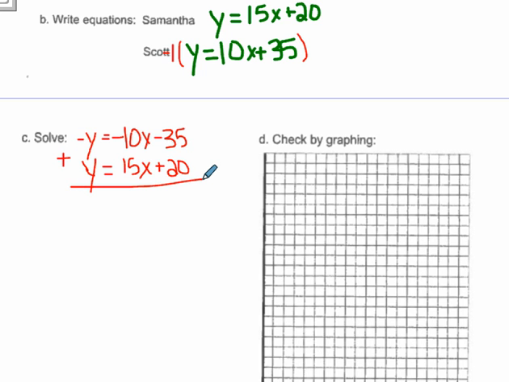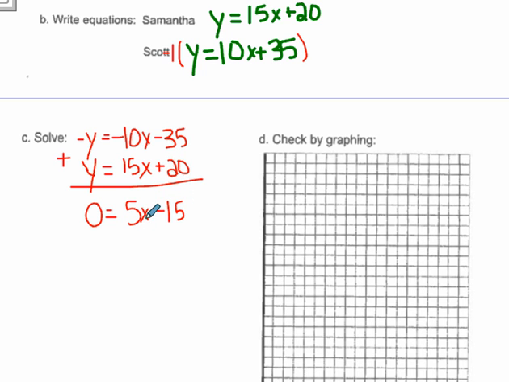Okay, so again, I have a -y, positive y, that's a 0. The only difference here is that this is the only thing on this side of the equation, so I have to put that 0 in to sort of hold that place. I have a -10 and a positive 15, that's a positive 5x. And a -35 and a positive 20, that's a -15.